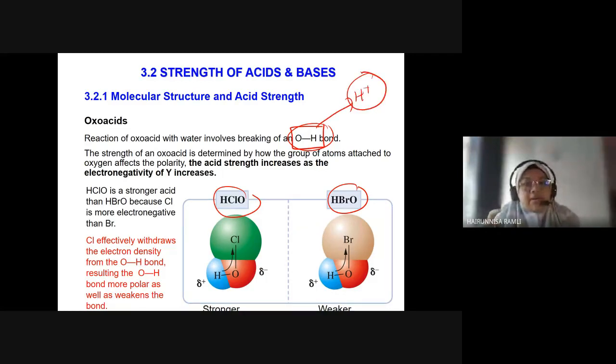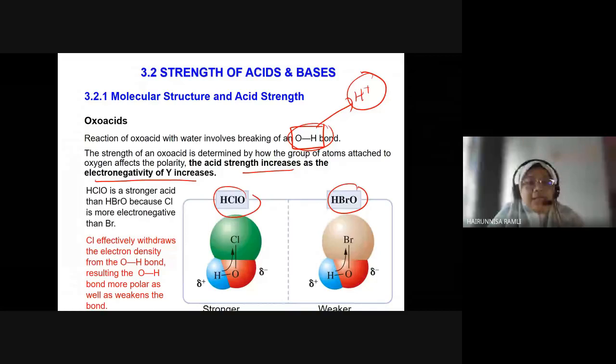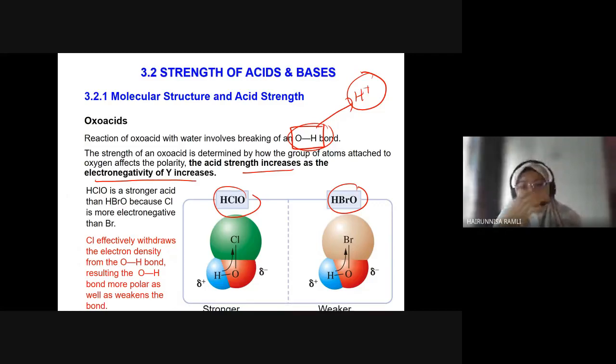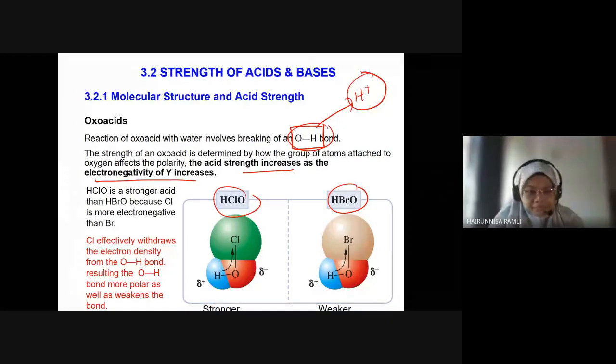Okay, so the strength of oxo acid is determined by how the group of atoms attached to oxygen affects the polarity. The acid strength increases as the electronegativity of Y increases. In this case, contoh Y dia adalah Cl ke Br ke lah. So in this case, maksudnya sama jugalah kita cerita pasal electronegativity. Lagi tinggi electronegativity, lagi kuatlah acid strength. Macam saya cakap tadi, contoh, we know that here, in this case, HClO is stronger than HBrO.